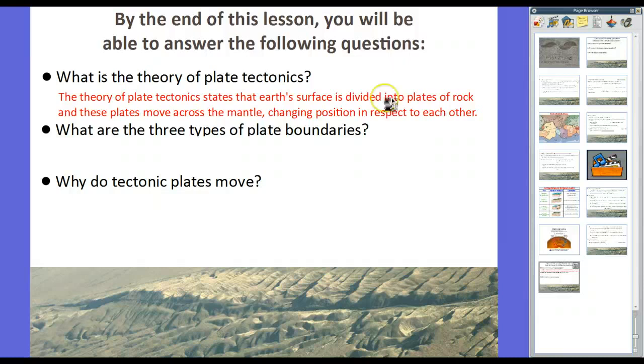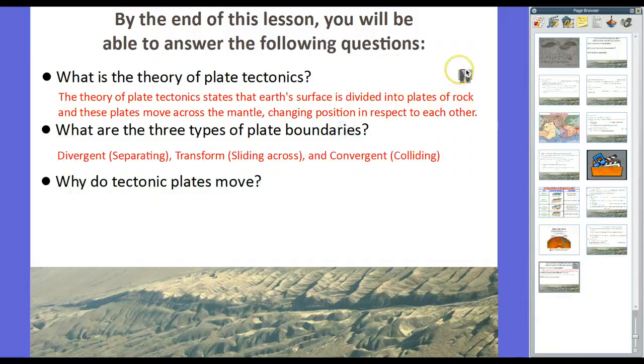Now, what are the three types of plate boundaries? Well, of course, there's three. There's separating, which is a divergent plate boundary.